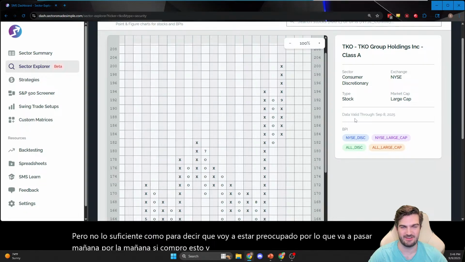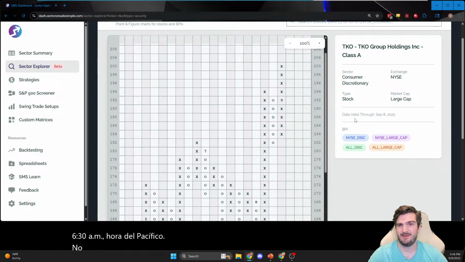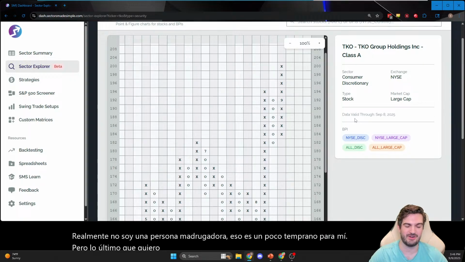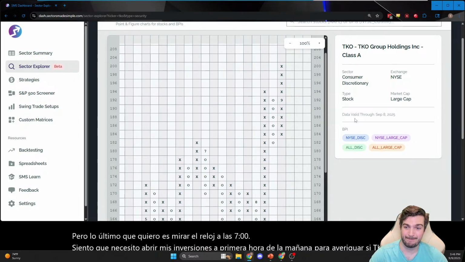The market opens at 6:30 a.m. Pacific time. I don't know about you, I'm not really a morning person. That's a little bit early for me. But the last thing I want is to look at the clock at 7 o'clock, feel like I need to open up my investments first thing in the morning to figure out if TKO got knocked out.